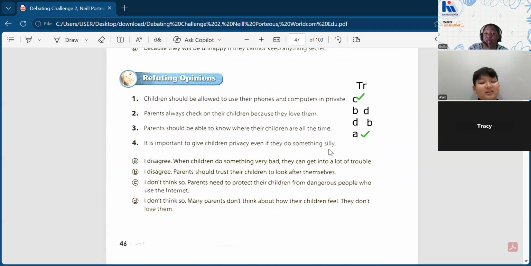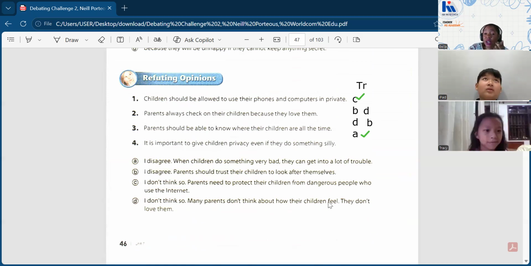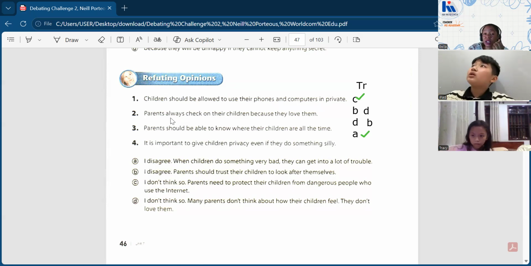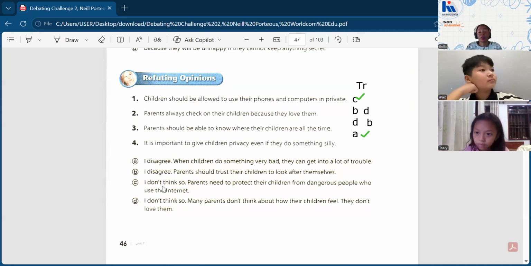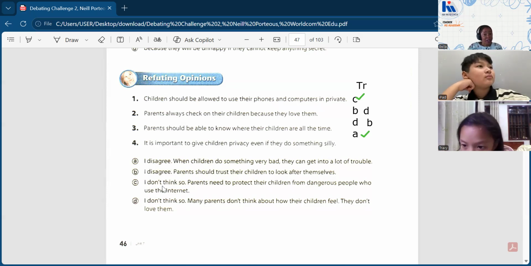And why is D the answer? Because D says, I don't think so. Many parents don't think about how their children feel. They don't love them. Remember that it is a refuting opinion. So the opinion mostly disagrees with the statements. Do you understand? Yes. Yeah, so it has to disagree. While this one says the parents check on their children because they love them, this one says they don't love them and they don't care about how the children feel.